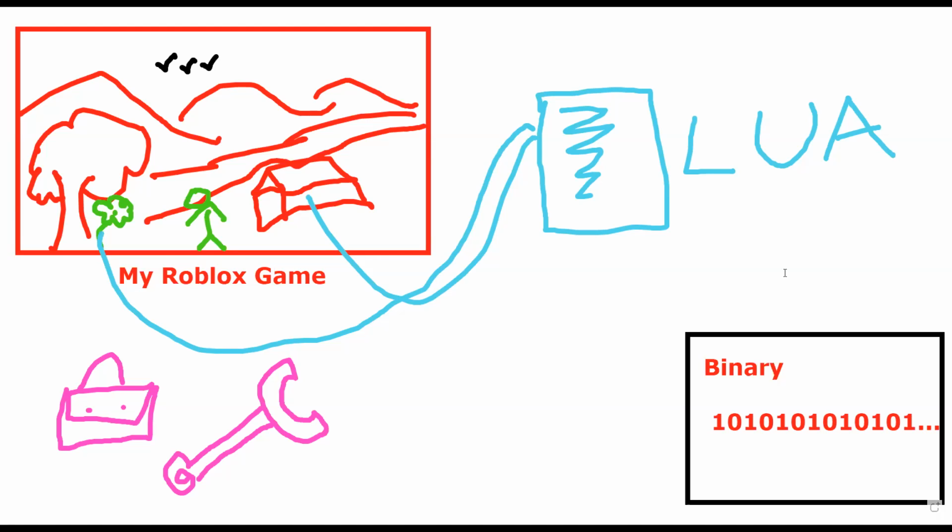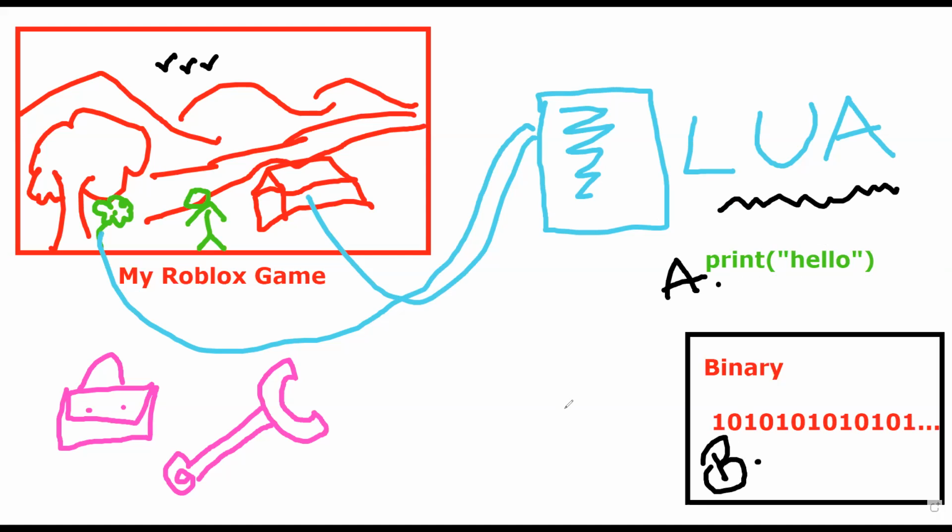For us, we will be using the Lua programming language. It's pretty simple and you will definitely understand it. So let me write something in Lua, and I want to know what you all think. Let's say I say print hello. Which one looks really simple to you? A, print hello, or B, maybe 1,000 lines of ones and zeros? Which one is really simple for you?